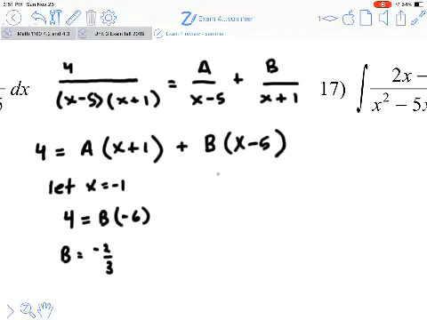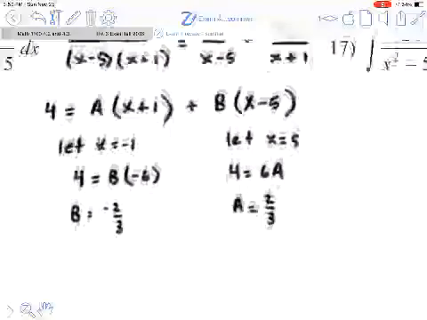-2/3. Now, we need to figure out what a equals, so I want to cancel b. I'm going to let x equal 5 for this one. If x equals 5, the equation is 4 equals 6a. Divide by 6, you get a equals +2/3.